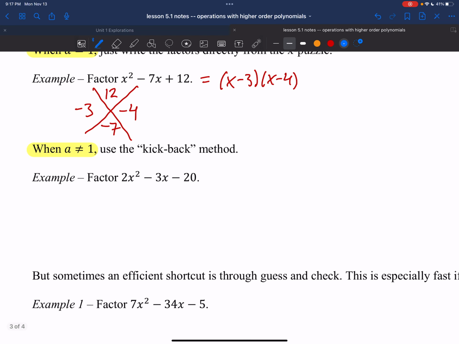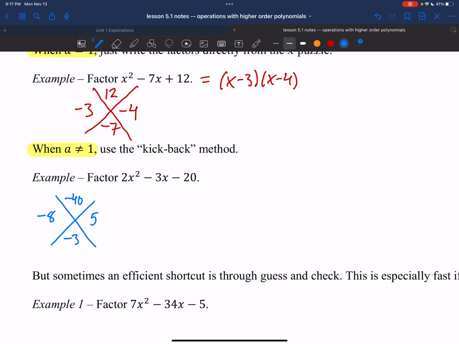So let's factor 2x squared minus 3x minus 20. I'm going to do the typical puzzle, right? A times c, that's 2 times negative 20, that's negative 40 on top, and negative 3 on the bottom. So what two numbers? Looks like 8 and 5, but 8 is going to be negative, right? So here's the shortcut called the kickback method. This is an alternative to doing grouping, okay?